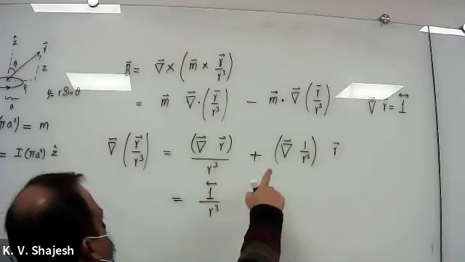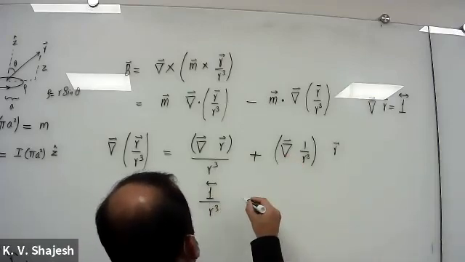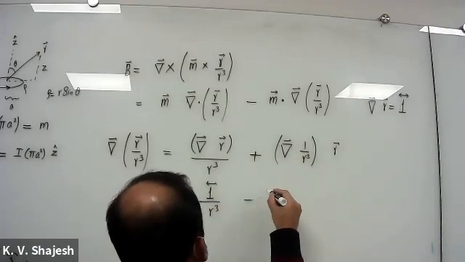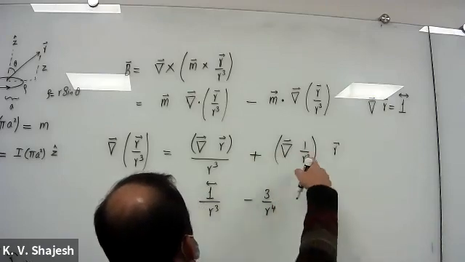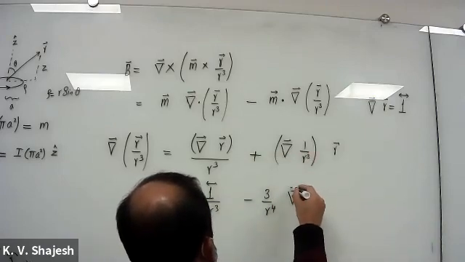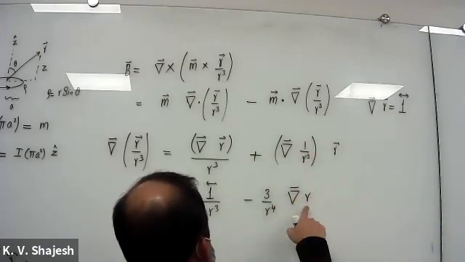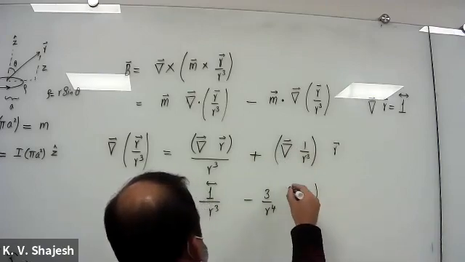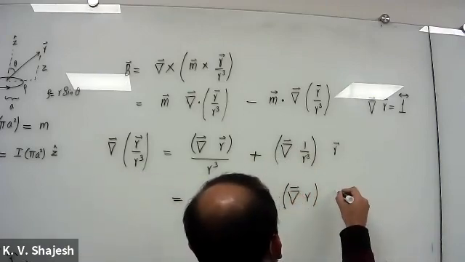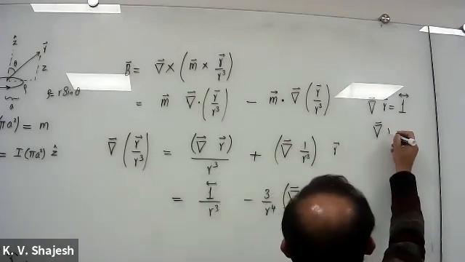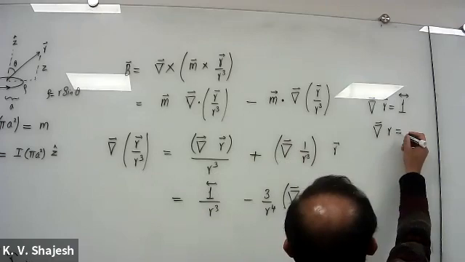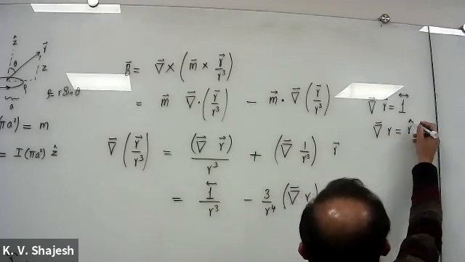R cube. And when you differentiate this, this gives you a -3 over r raised to 4. And then you have to hit the gradient of that. The gradient of r. That's the magnitude of r, notice. And this is vector r. But the gradient operation of the magnitude of the position r is nothing but r hat.